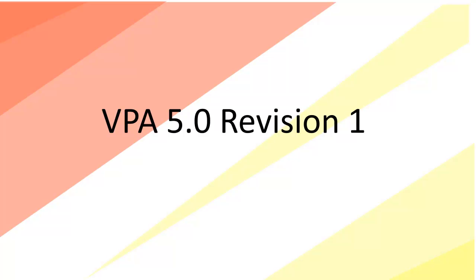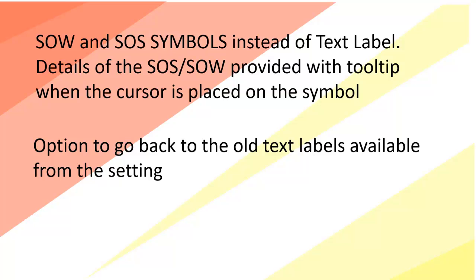The first and the foremost revision is the incorporation of symbols instead of text for the SOW and SOS. The details of the SOS and SOW are provided with a tooltip when the cursor is placed on the symbol. Of course, one has got the option to go back to the old text labels available from the settings. Now let's go into the details of this.